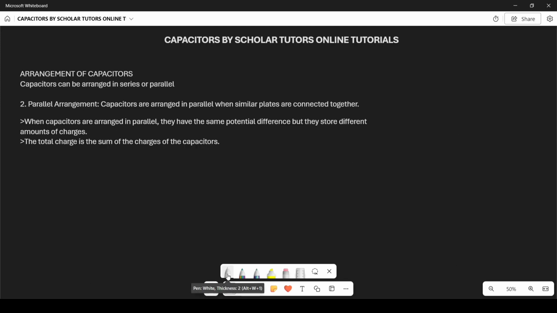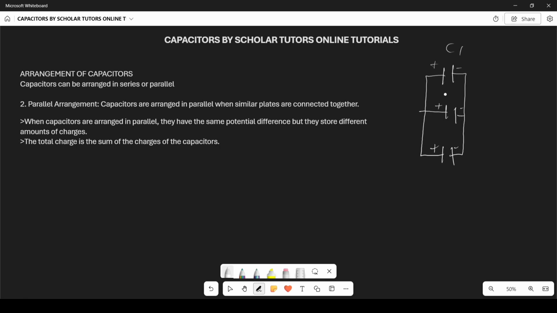Let's talk about parallel arrangement of capacitors. Parallel arrangement is quite different because similar plates of the capacitors are connected together. Assume you have these capacitors. Now, similar plates of the capacitors are connected together, that is, let's say positive plates together. If this one is positive, this one too is positive, this one is positive, negative, negative, negative. The similar plates are connected together.